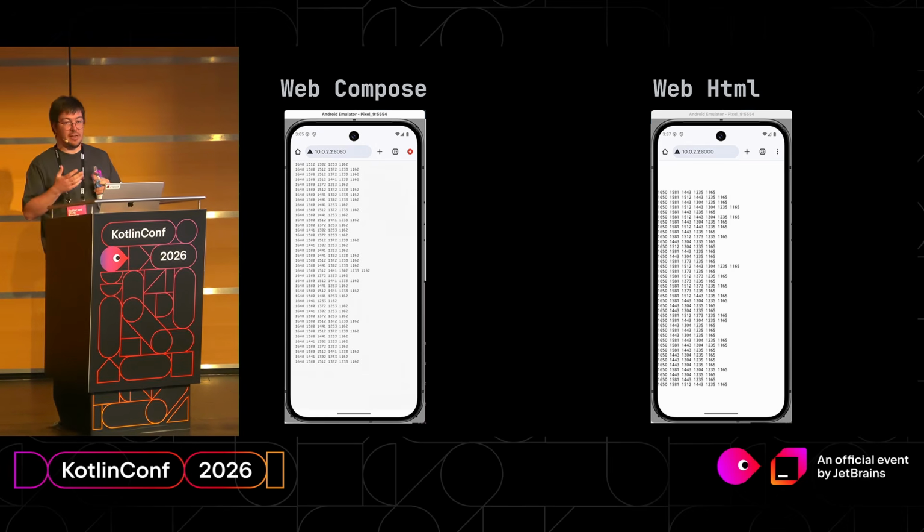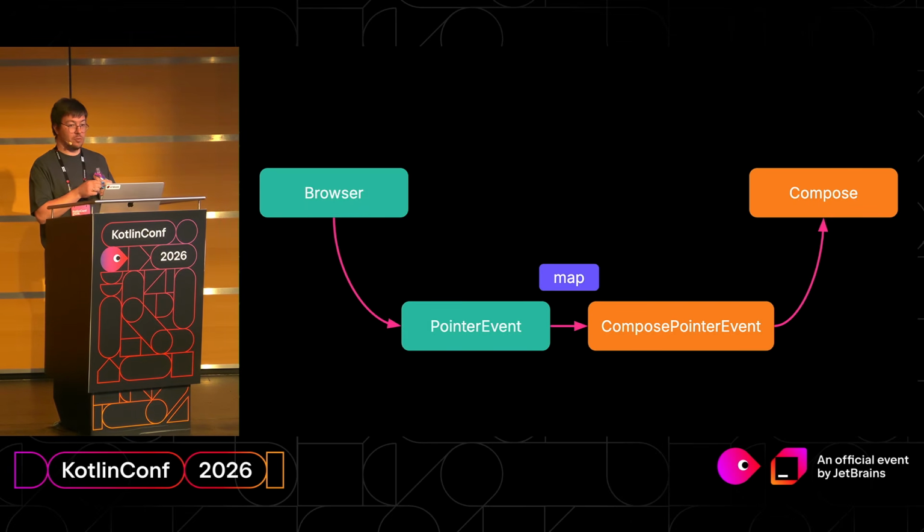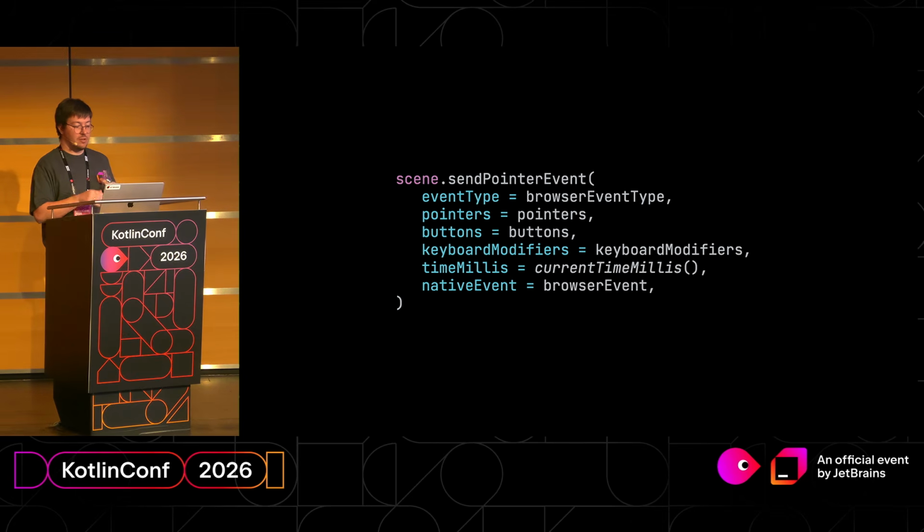I need to check again our code base. How usually does it work under the hood? The browser provides some pointer events to the application. We have to map them to an internal representation as a Compose pointer event, and then Compose will work with that. And this mapping function looks like this. We get a browser event, get some data from inside, and put it into the Compose state.